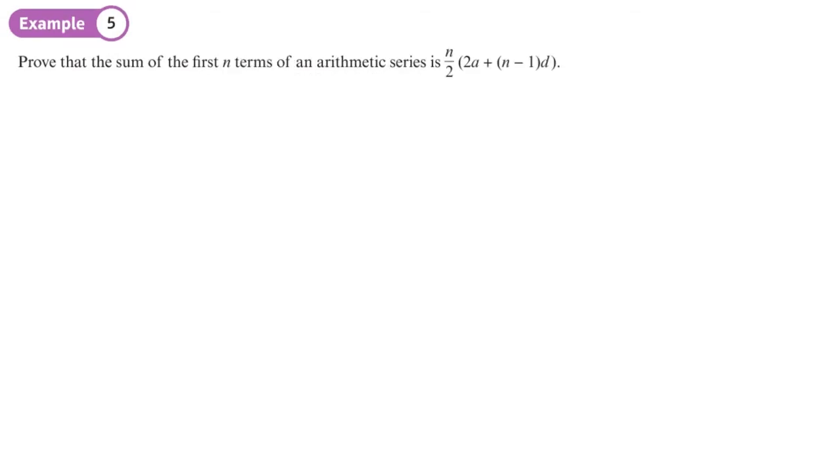Now, we do have a formula that allows us to find the sum of an arithmetic series, and that's this, and we do need to be able to prove it. Now it's very similar to the proof for 100 numbers, but we're going to be using a, n and d. So let's say I want to find the sum of the first n numbers? Well, that's going to be a sequence where the first number is a, the second number is going to be a plus d. Yeah, so a is the first one, a plus d, so a plus one common difference.